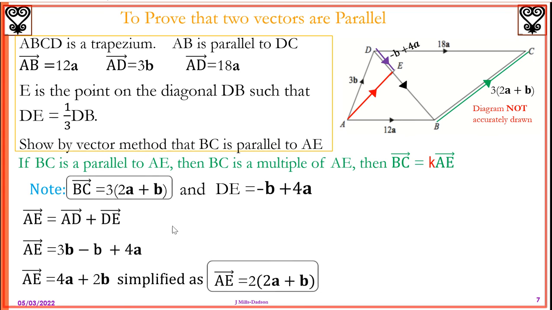Now let's confirm. They are all made of 2A plus B, the vector 2A plus B. So therefore they are parallel.